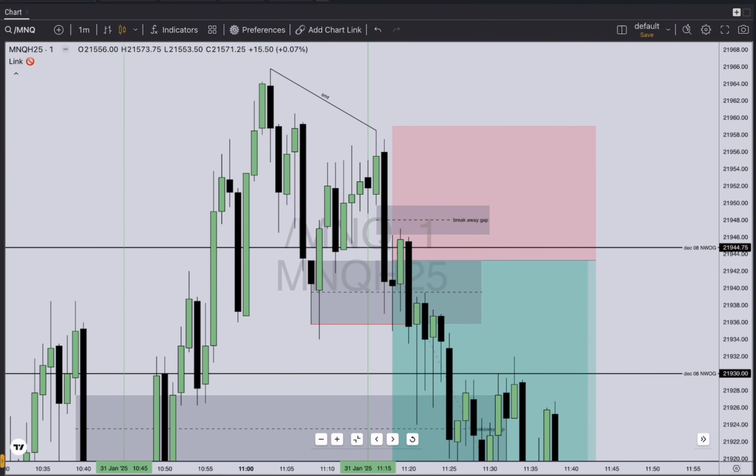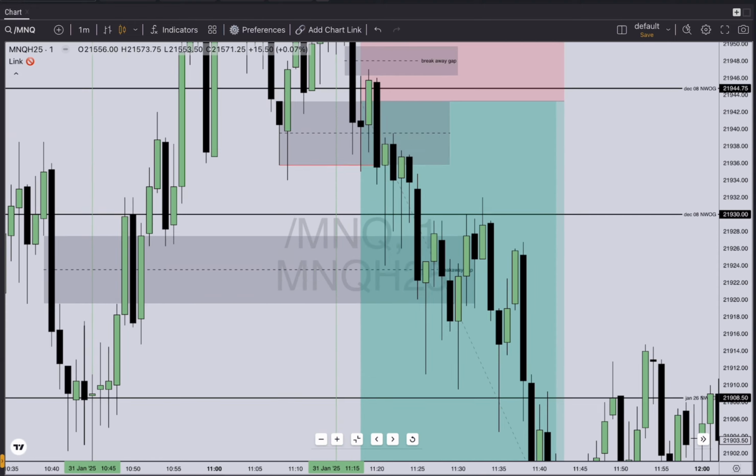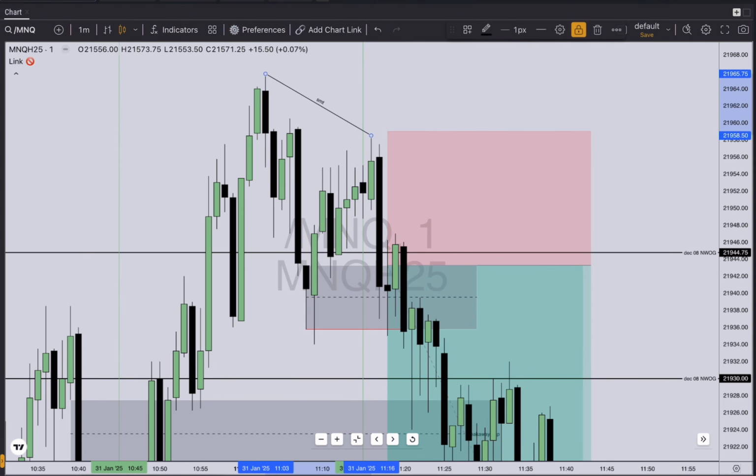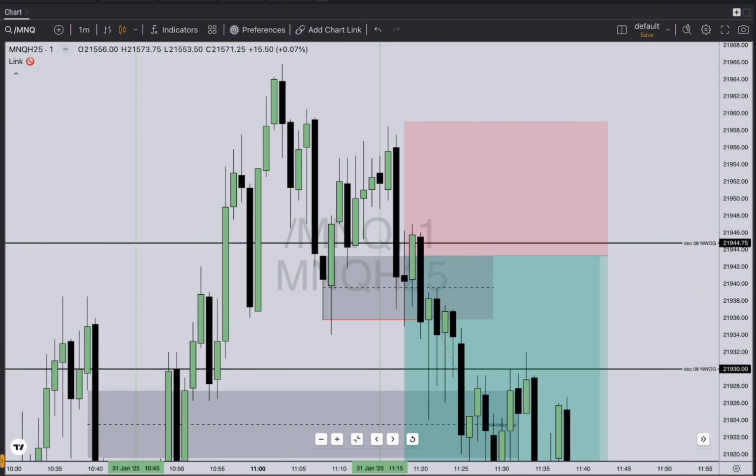My entry wasn't based off of it today. This is a trade that I took. It was based off something else called a breakaway gap. I'm going to talk about that, don't worry. And SMTs, don't worry, I'm going to talk about that. But for now, let's stick to order blocks, breaker blocks, and mitigation blocks.